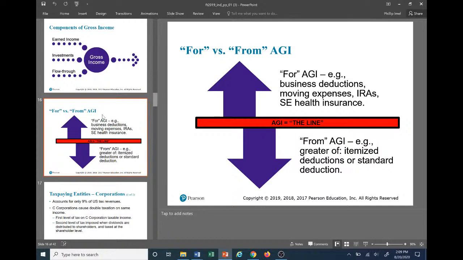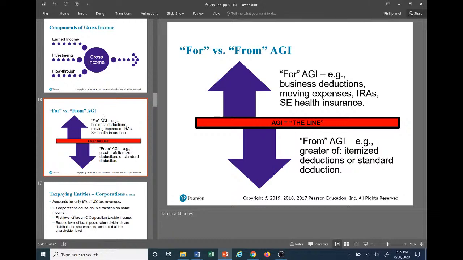Now below the line, that's going to be different because this is from AGI. And below the line, you're either going to take the itemized deductions or the standard deduction, whichever is greater. In most cases, most Americans end up taking the standard deduction because the itemized deductions are subject to thresholds. What I mean by that, if you're itemizing, say if you make charitable contributions, you're limited to contributions of like 50% of your AGI. You can't do anything over that.